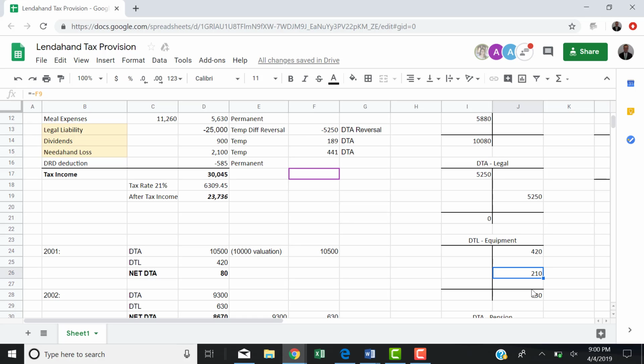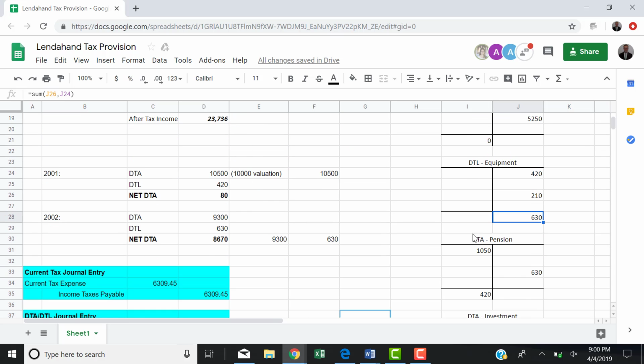420 and 210 equal the 630, and that's what it tells us here on number 7. It gives us those answers. Let's now jump down to the pension. Remember, we had recorded the $5,000, but tax doesn't let us take it until we pay it. So we have our liability of 5,000 from 2001. 5,000 times 21% is 1,050.